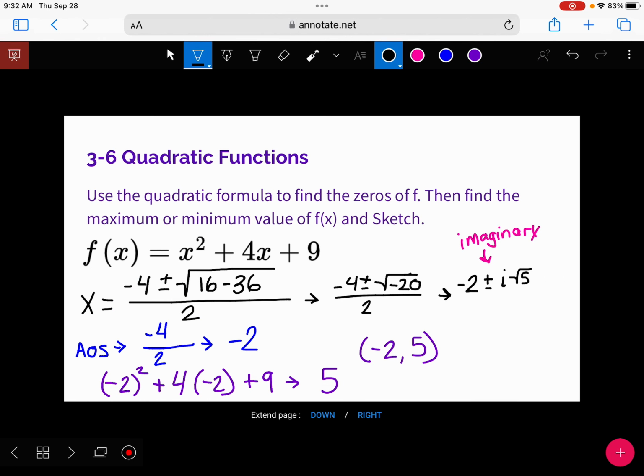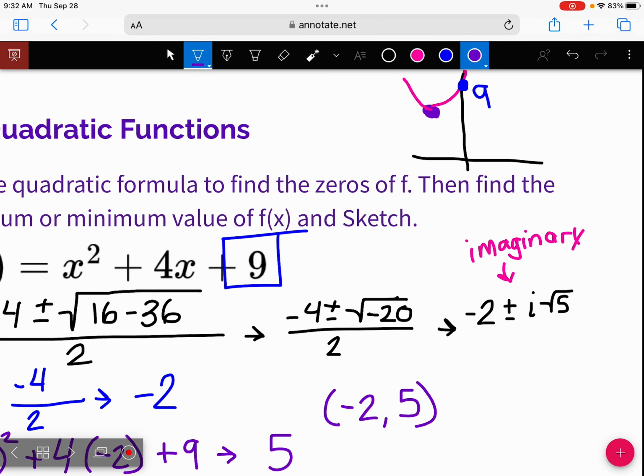So when we go to make a little sketch of this, I'm going to do it way up here. Negative 2, 5 is somewhere up here. It's my vertex. We know we have imaginary roots, so it's not hitting the x-axis. It's going to go like that. And it has a y-intercept at 9. We get that from here. That is an entirely sufficient sketch.